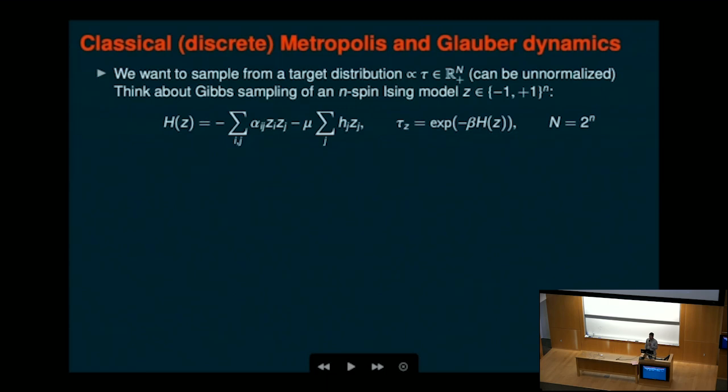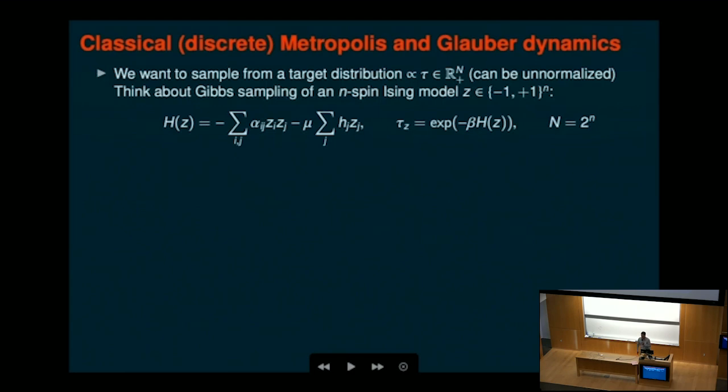For example, I have an n-spin Ising model where the spins can be plus or minus, and I have n of them. And this classical Hamiltonian could be just, for example, a nearest neighbor model where I have some weight for nearest neighbor pairs and some field. And in this case, I would like to sample a configuration whose probability is proportional to the exponential of the energy, and beta is this inverse temperature parameter.